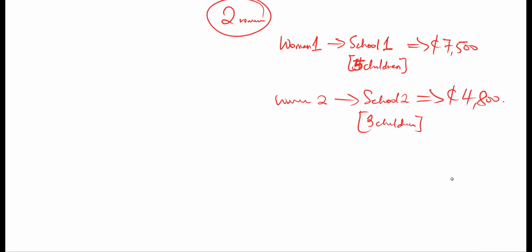Can we compare which of the schools is expensive just by looking at this? Why can't we compare? Because they are not the same. The number of children are not the same. One is 5, one is 3.